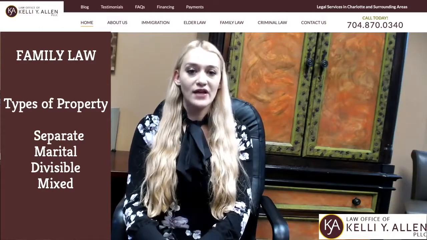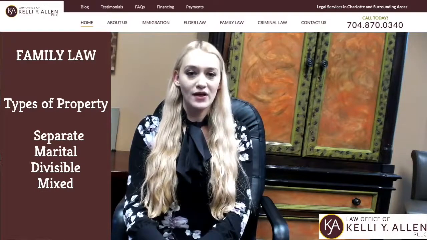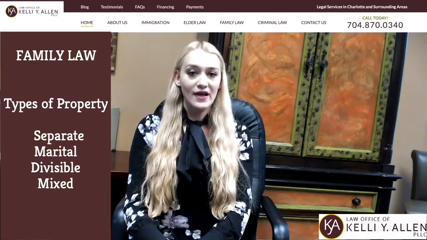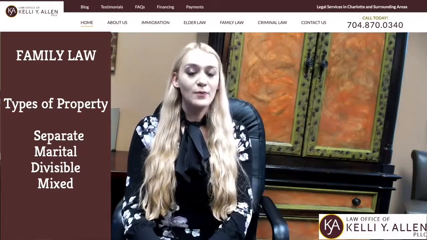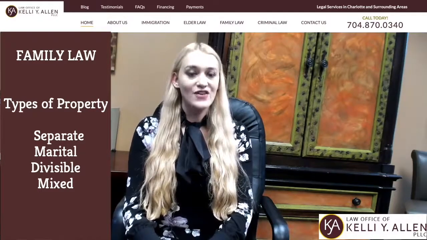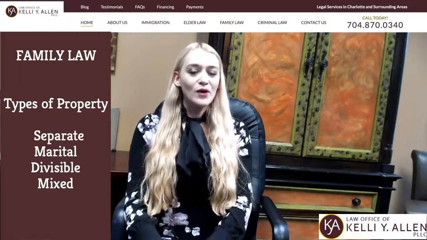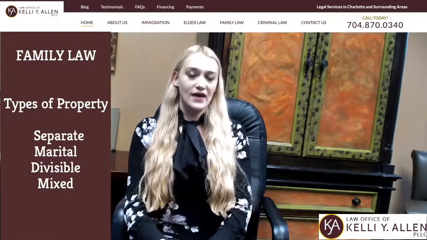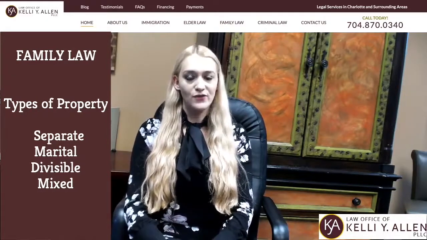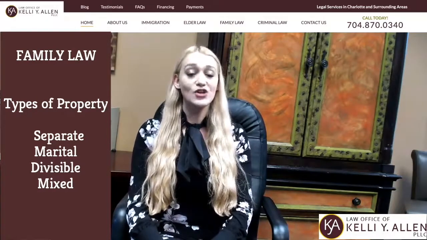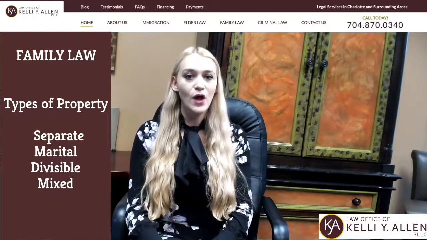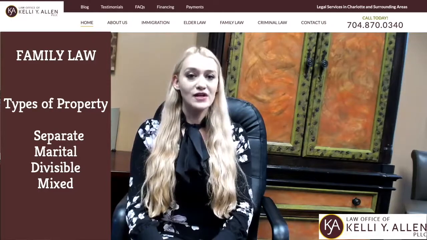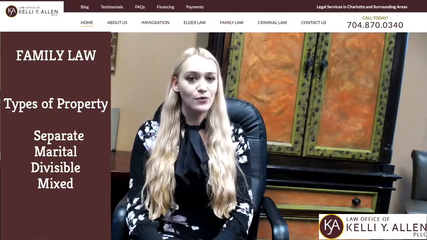The first property characterization is separate property. This is either property that an individual owns before the marriage or property received during the marriage as either a gift or inheritance from a third party. One question that people have is, let's say hypothetically someone owns a house before the marriage, and then let's say during the marriage that separate property house increases in value. Well, that property increase is actually still separate property.